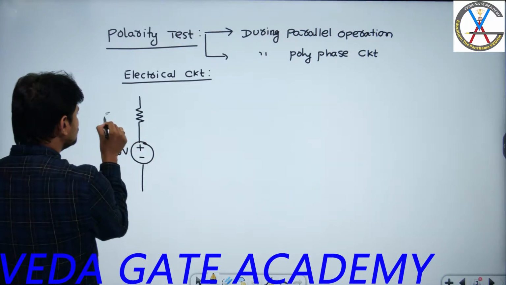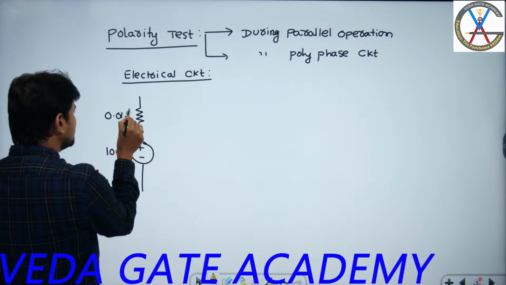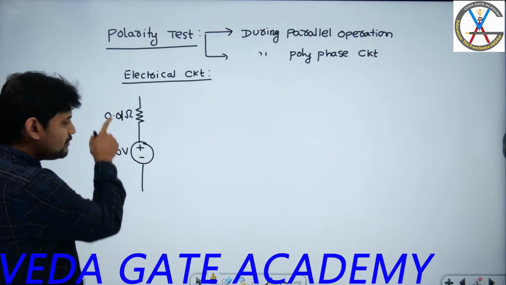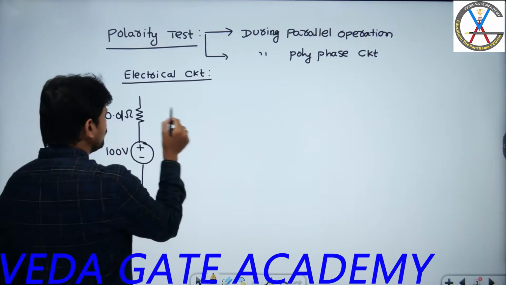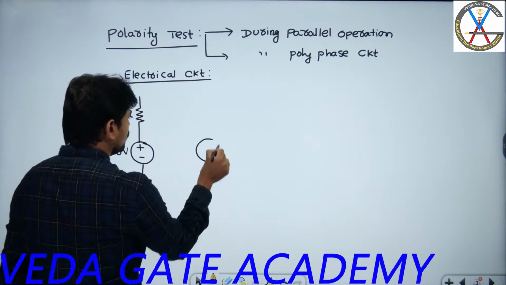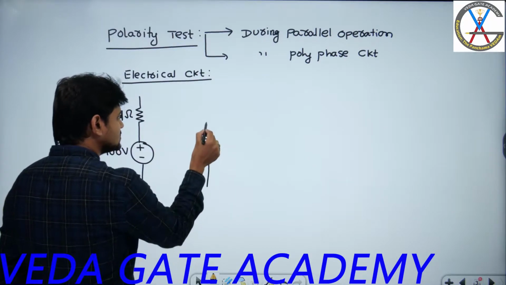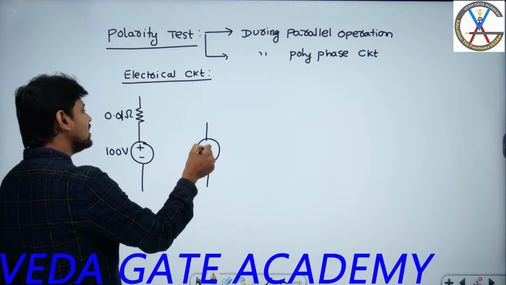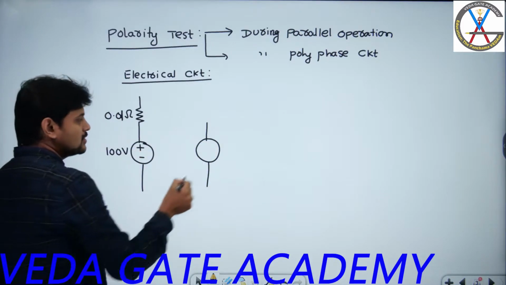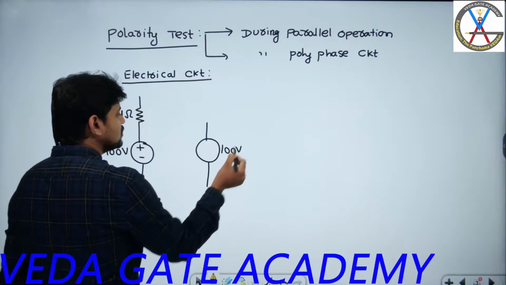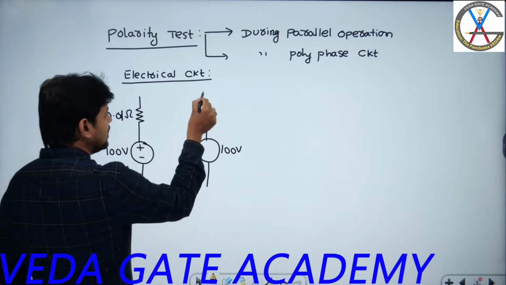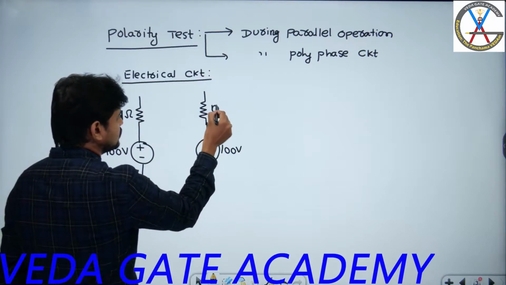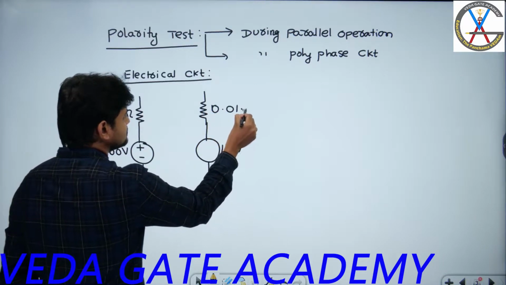Right. So let us assume the internal impedance of this particular source is 0.01 ohms. This is my one source. Now I am going to consider one more voltage source. I don't know the polarities of the source, but I know the magnitude because I am selecting a similar voltage source as this. So I know the magnitude of this source is 100 volts, and the internal impedance of this particular source is also 0.01 ohms.